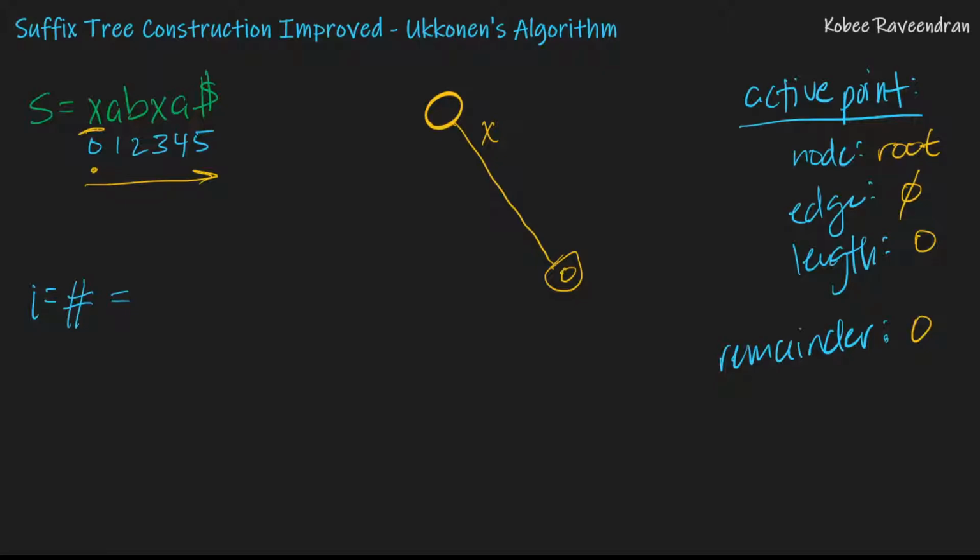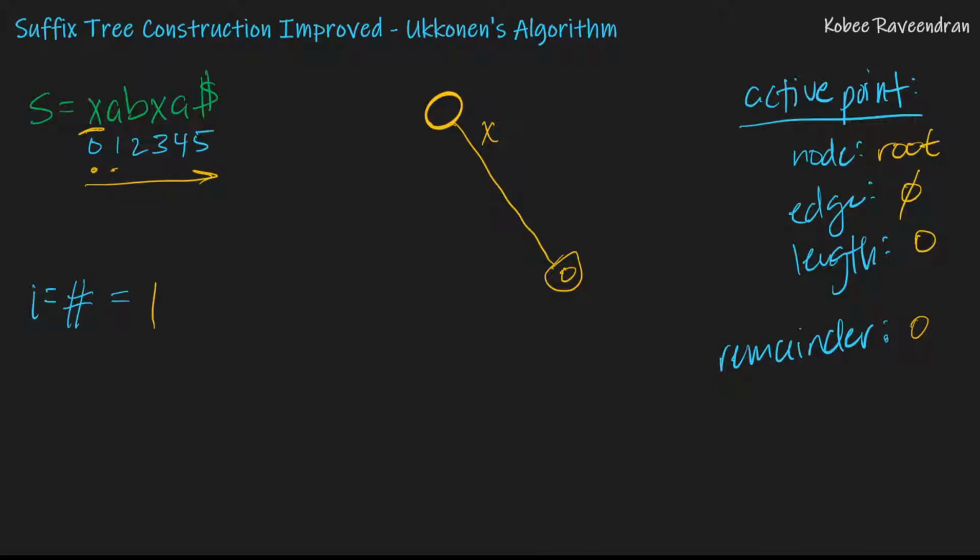Now, technically, I would have incremented the remainder here, because before I added the x, I'd said that I have one more suffix to insert, which is just the x. But I've added it now, so that would decrement back down to 0. For the rest of these simple cases, I won't actually be incrementing the remainder, but keep in mind that that is happening in the background. Anyway, I'm done with the current iteration. I can now go on to iteration 1, where I take in this a.